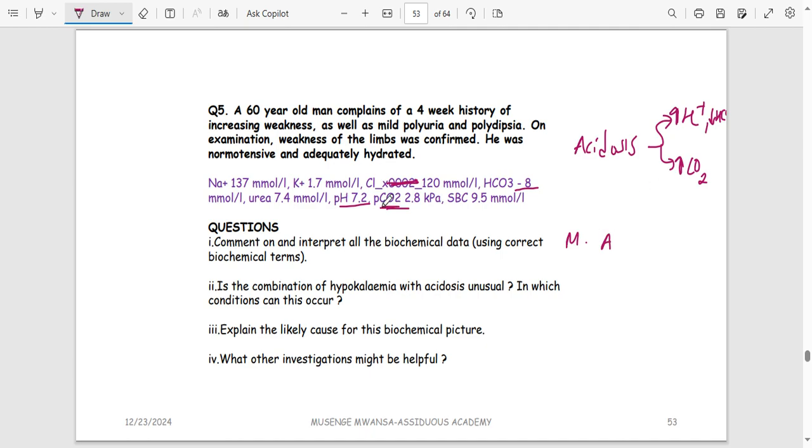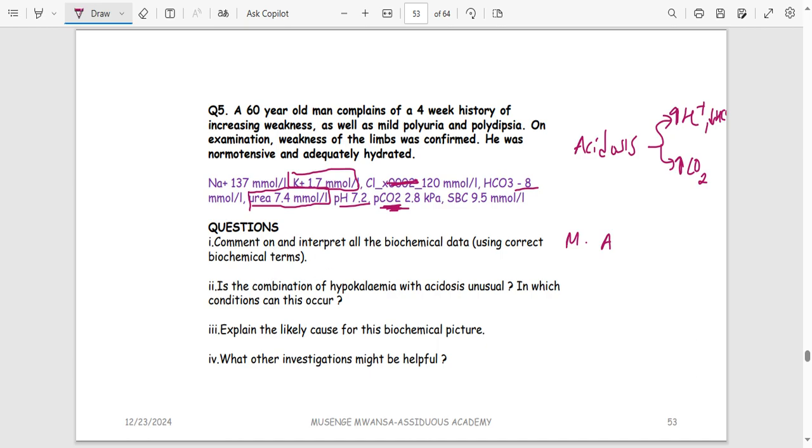Carbon dioxide is low, that is a compensation, a partial compensation that is happening. Look at potassium. Potassium is very, very low here. So this is severe hypokalemia. What else can we look at? You can also look at urea being very low. Urea being low is going to suggest renal impairment.